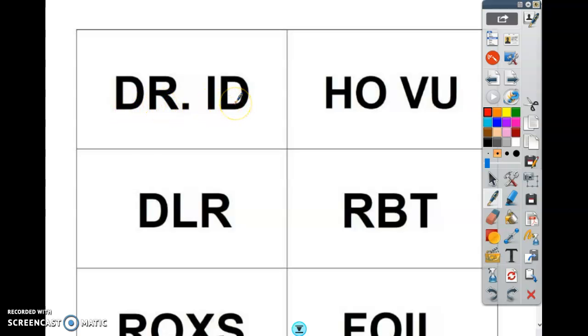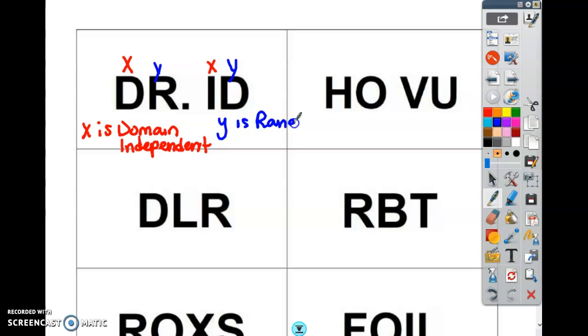Doctor ID. That's what they call it. It's DRID. That's your X and your Y. And then that's your X and your Y. Why? Because the X is the domain. So X is domain and the independent. Make sure that you're writing this down. Y is your range, and it is also your dependent. Okay? And it goes in that order.